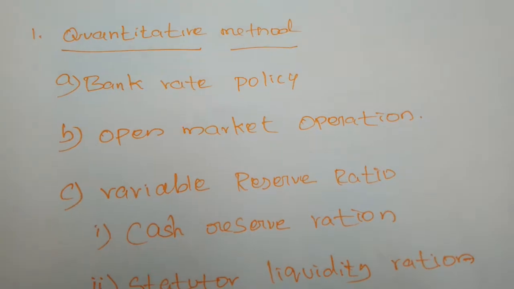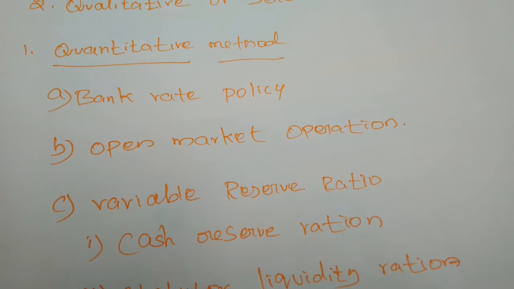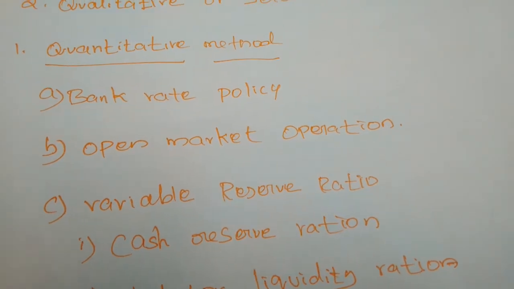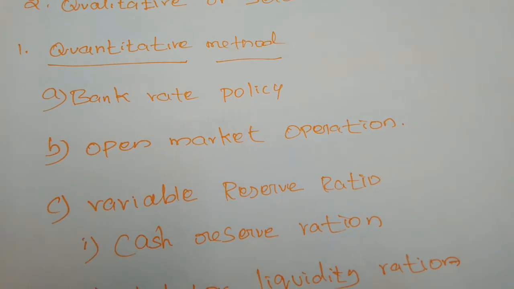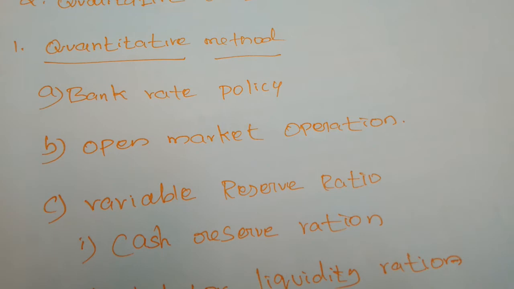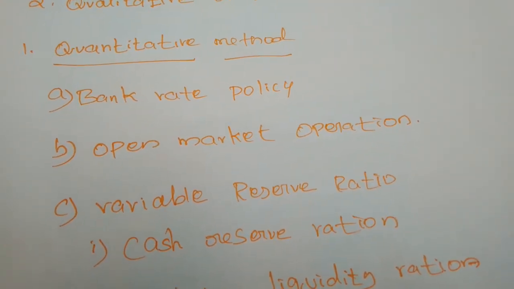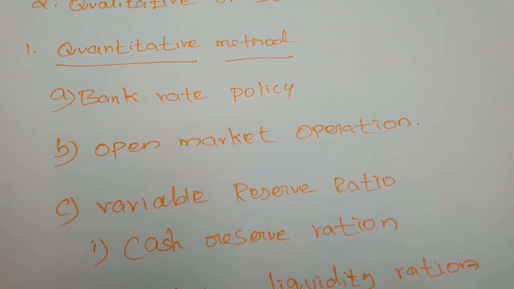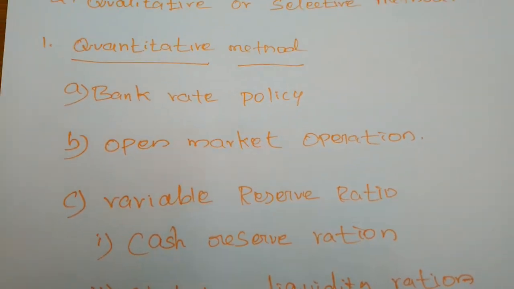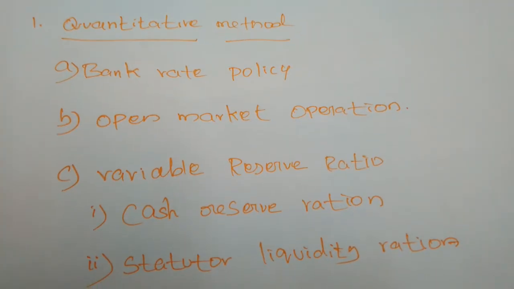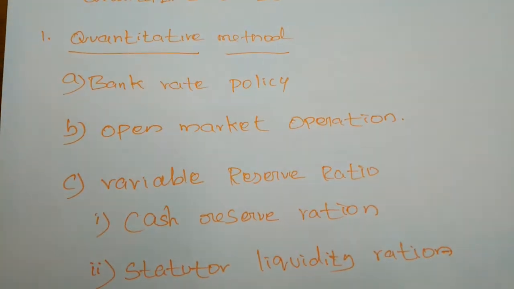Suppose in inflation time the Reserve Bank of India wants to reduce credits. The Reserve Bank of India will increase the bank rate for the commercial banks. Because of that, the lending power of the commercial banks will decrease, and they will not be able to provide more finance to the entrepreneurs. So this is the first of the policies, the bank rate policy. By determining the bank rate, the lending capacity will be reduced.